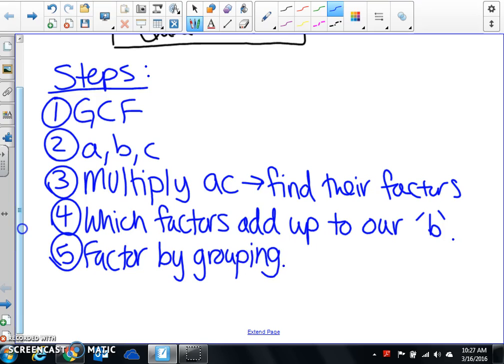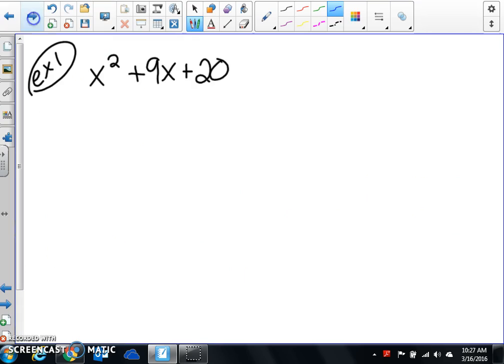Okay? All right, so let's start with our examples. We've got, I think, a lot, like 6 or 7 examples. All right, so the first thing we do is we see if we have a GCF. So my coefficient here is a 1. So if the coefficient is a 1, if that's the smallest coefficient, then obviously there's no GCF. So we're going to do our A, B, C's.